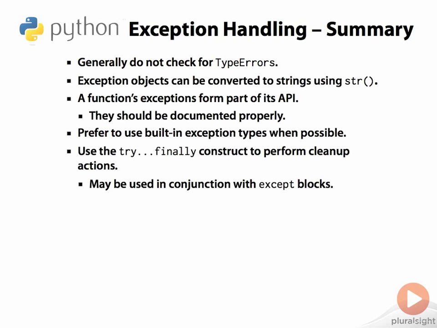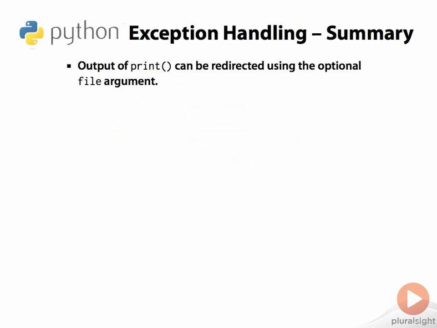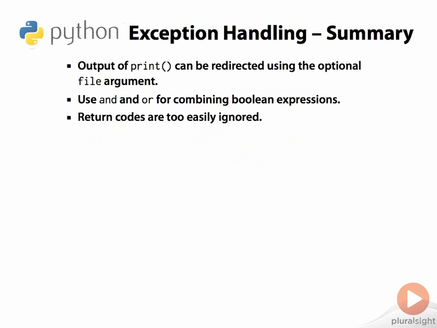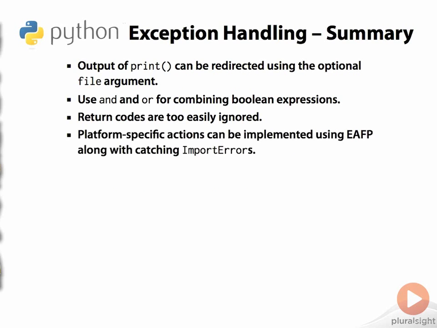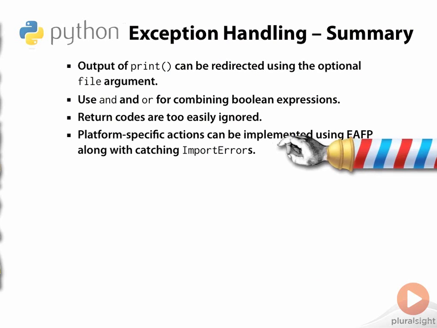Cleanup and restorative actions can be performed using the try finally construct, which may optionally be used in conjunction with except blocks. Along the way, we saw that the output of the print function can be directed to standard error using the optional file argument. Python supports the logical operators AND and OR for combining Boolean expressions. Return codes are too easily ignored. Platform-specific actions can be implemented using an easier-to-ask-forgiveness-than-permission approach facilitated by intercepting import errors and providing alternative implementations.